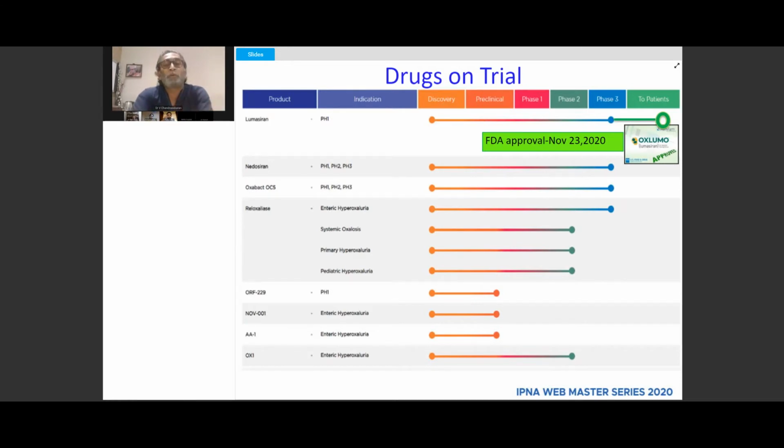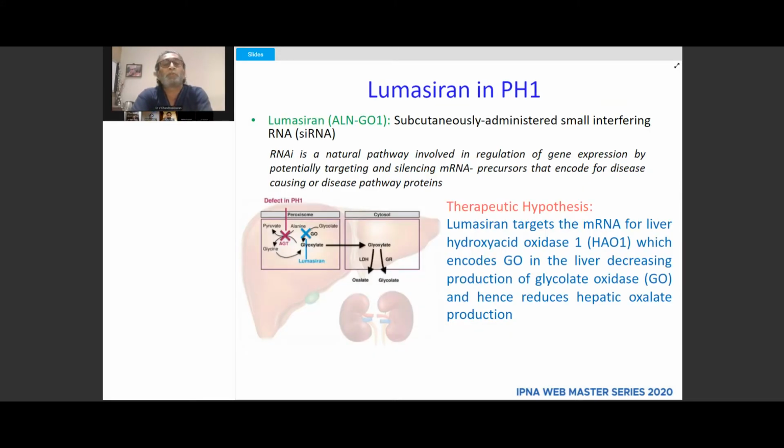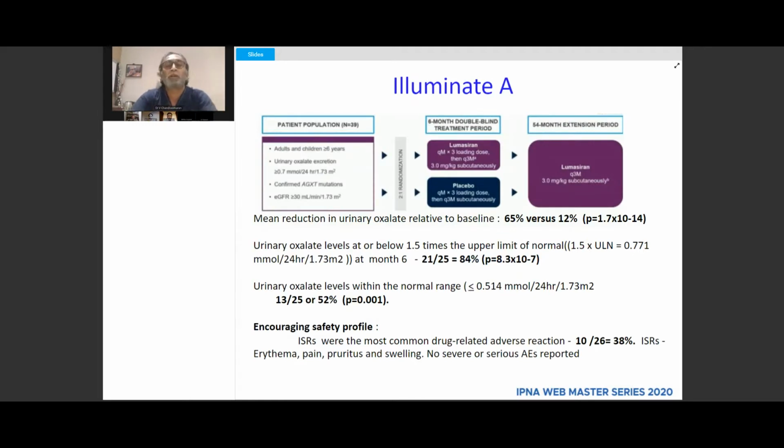So lumasiran is a subcutaneously administered small interfering RNA. What is this RNAi? Interfering RNA is a natural pathway involved in regulation of gene expression by targeting and silencing messenger RNA precursors that encode for a particular disease or disease pathway proteins. Lumasiran targets the messenger RNA for liver hydroxyacid oxidase, which encodes glycolate oxidase in the liver, decreasing production of glycolate oxidase and hence reducing hepatic oxalate synthesis. And it has passed the phase 3 trials and has been approved.